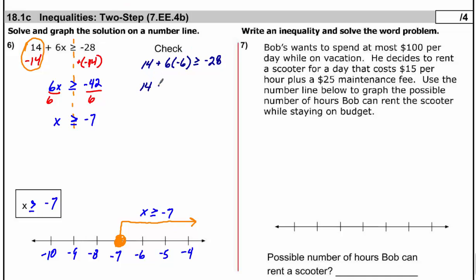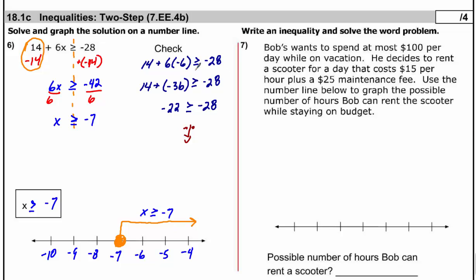So 14 doesn't change. 6 times -6 is -36. 14 positives and 36 negatives, they cancel. They don't combine. They cancel out, leaving 22 negatives. And yes, 22 negatives is a greater amount than 28 negatives.